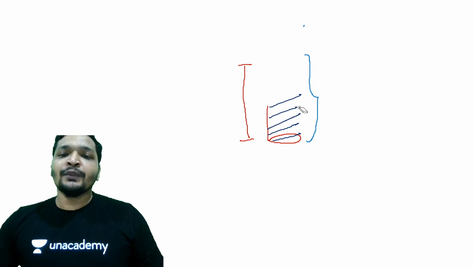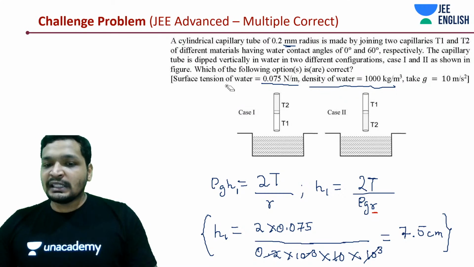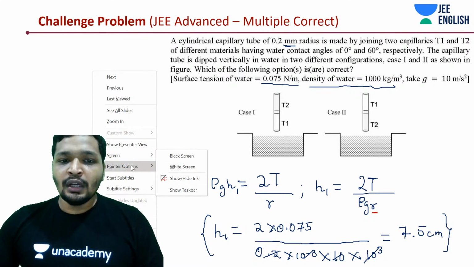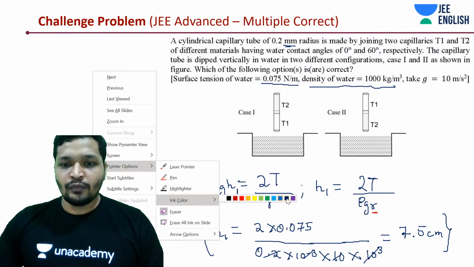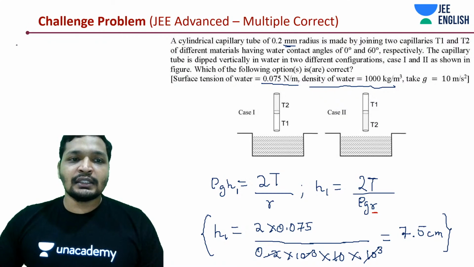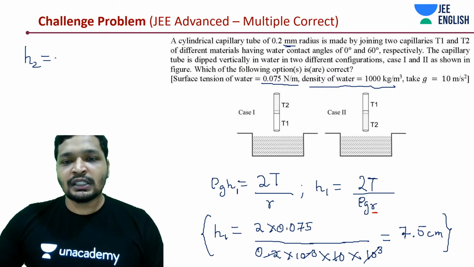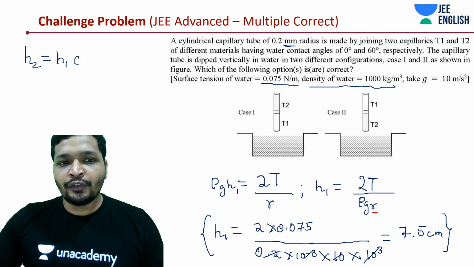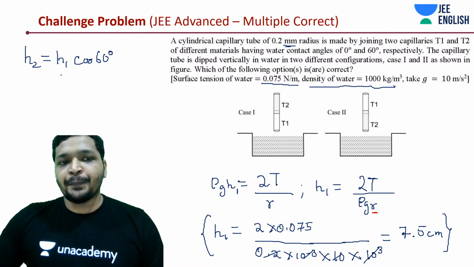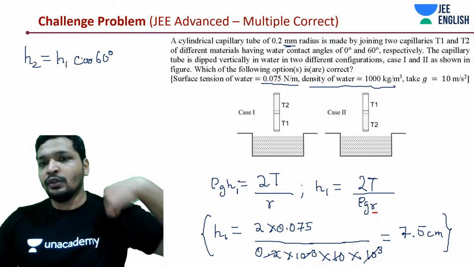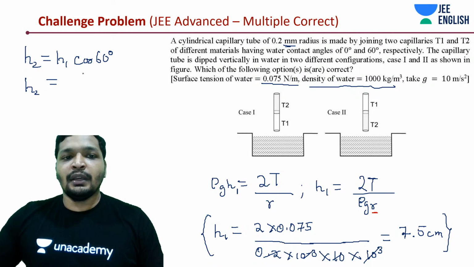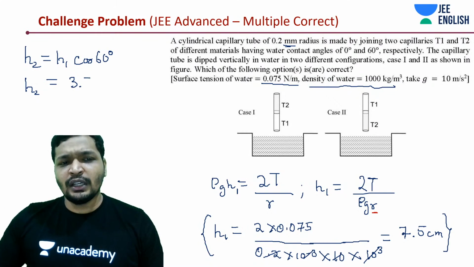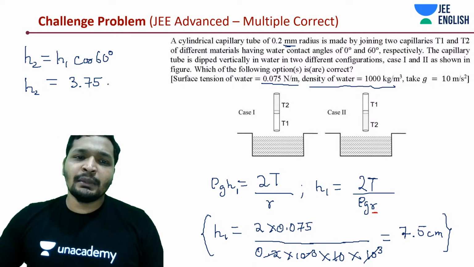I'll explain this again. So in our case, height 1 would have been 7.5 centimeters. And how much is height 2? Height 2 is basically half of it, I believe. Let's understand that point as well. H2 is equal to H1 cos 60. I'm not calculating the entire thing for H2 because it does not make sense right now. Maybe in your exam, or during your DPPs, you can do that. So it's going to be 3.75 centimeters.